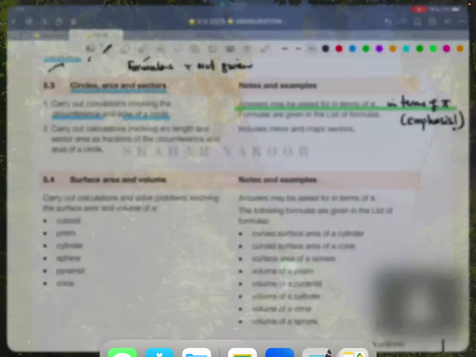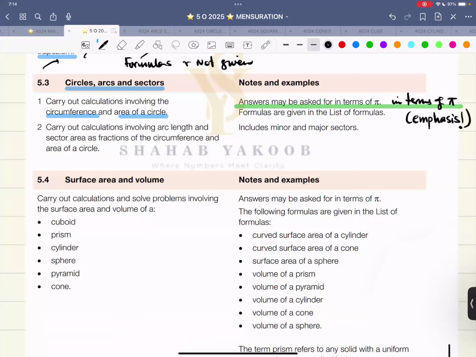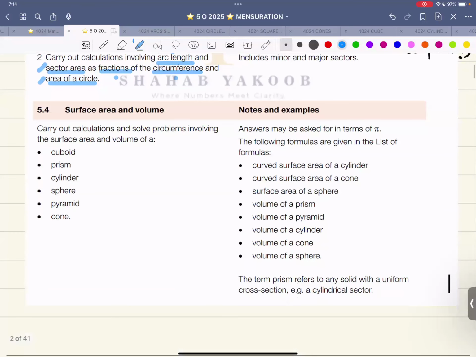So let me continue. I would be working a lot in terms of pi, and then in the end, I'd be doing the conversion. So this is something I need to teach you very much. And then it says, carry out calculations involving arc length and sector area as fractions of the circumference and area of a circle. That is a beautiful way of writing about the syllabus, especially these formulas. Arc length is a fraction of circumference, and sector area is a fraction of the area of a circle.